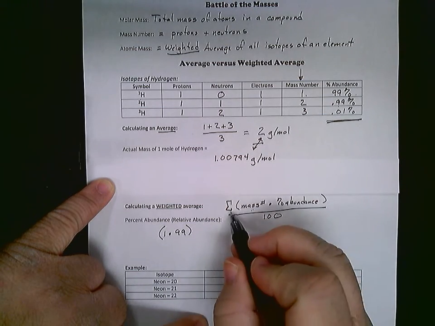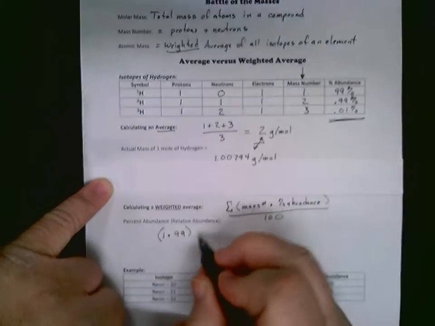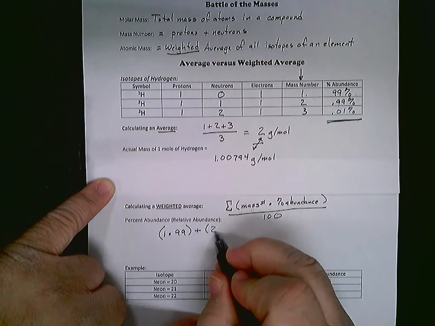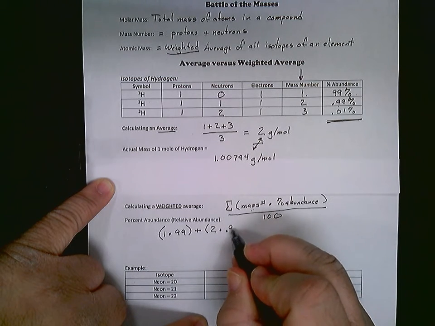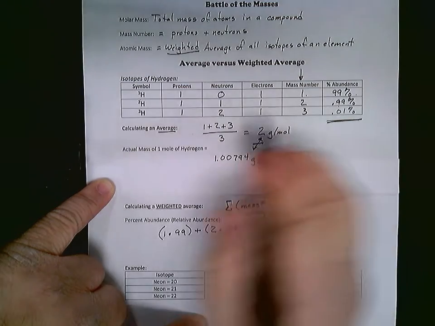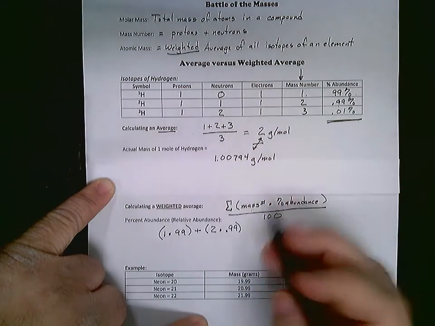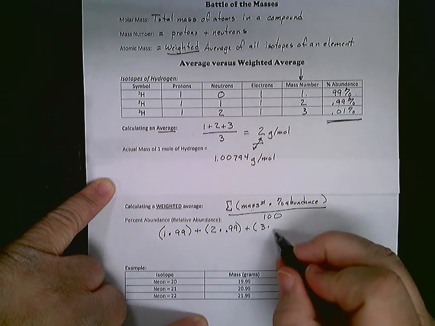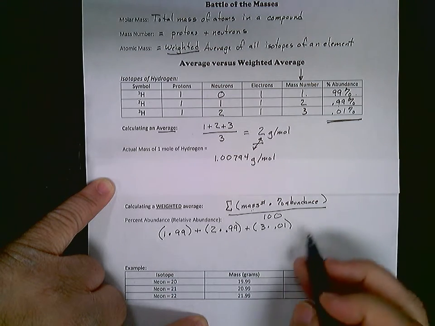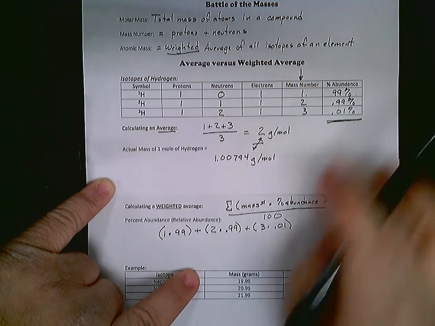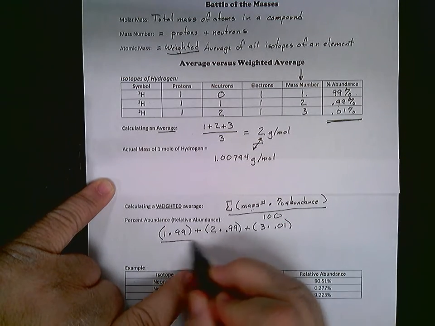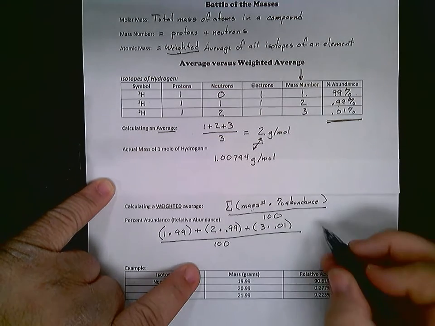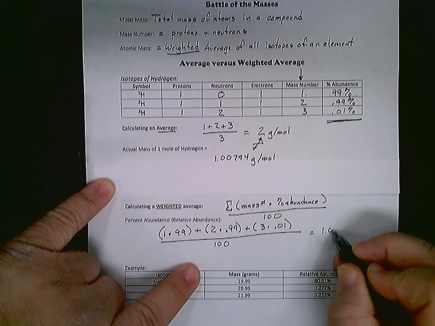Now, since it's a sum, that's not the only isotope. There's 2 more, so I'm going to add to it the second isotope, 2 times 0.99. Again, it's a sum of all of them. There's a third one, so I'm going to add in the mass number times the percentage, 0.01 of that. Now, I've got all the isotopes. Top part's done. I'm going to divide that by 100. Now, when I do that, I end up with 1.0101.